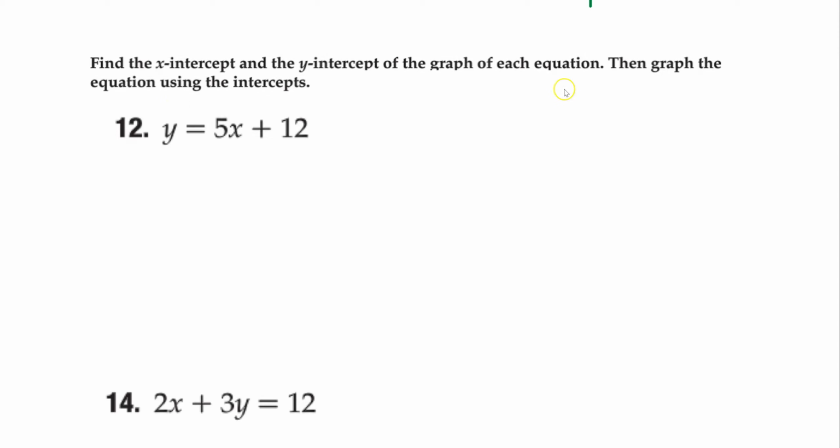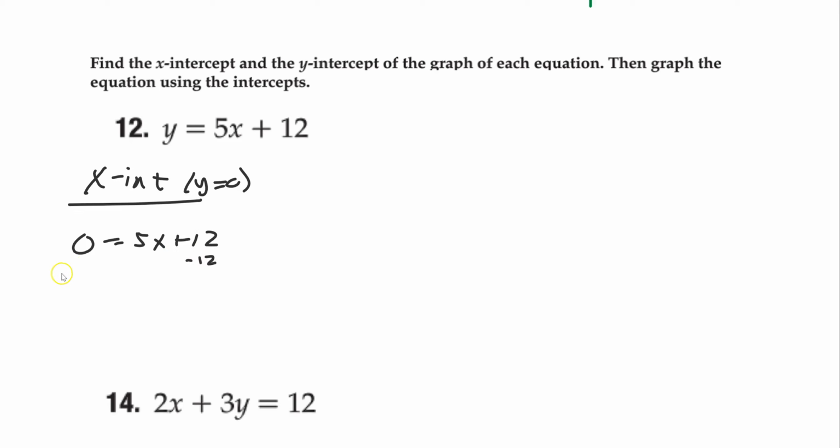Find the x and y-intercepts and then graph each equation. So let's find the x-intercepts. I think you're going to do a lot of this over the next couple of years, find the x-intercept. So all we're going to do is plug 0 in for y. So I get 0 equals 5x plus 12. Subtract 12 from both sides. Negative 12 equals 5x. Divide by 5. Negative 12 over 5. And I'll round it. Negative 2. I can do math. 2.4.